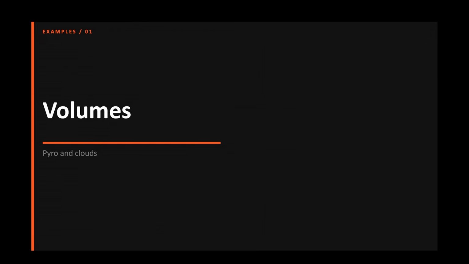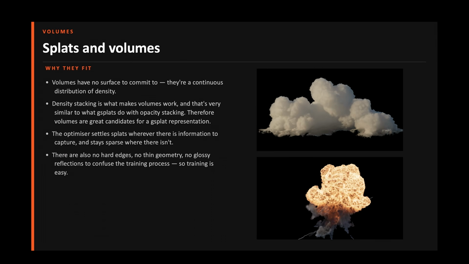All right, so we're going to have a look at some more examples and start with volumes. Of course, volumes have no surface. They are just a continuous distribution of density, and density stacking is what makes volumes work. By that I mean you have voxels, they have some density, and you have many of them in camera Z depth, and you're stacking them together. That's creating the illusion of the representation of the volume of the cloud or the explosion.